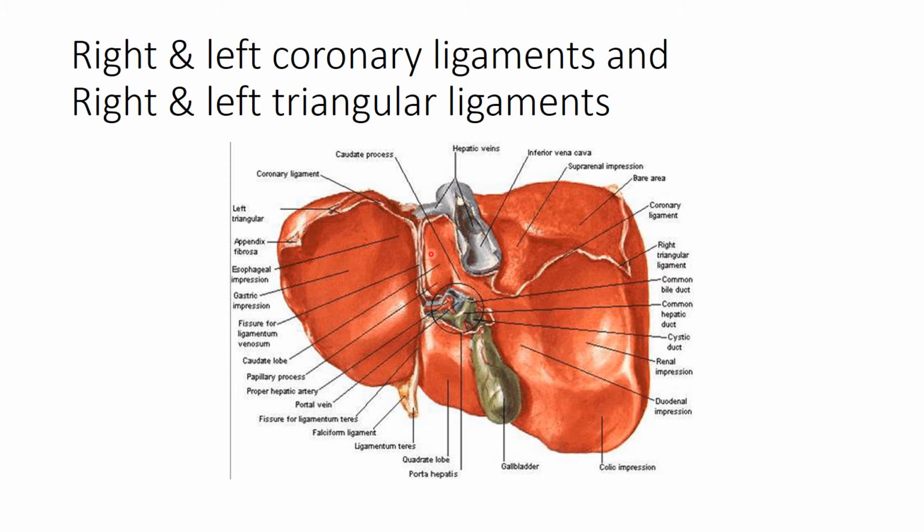And also it is shown here, this is the fissure lying between the caudate lobe and the left lobe. This contains a ligament which is known as the ligamentum venosum, which is the remnant of the ductus venosus. So this is the fissure for the ligamentum venosum.